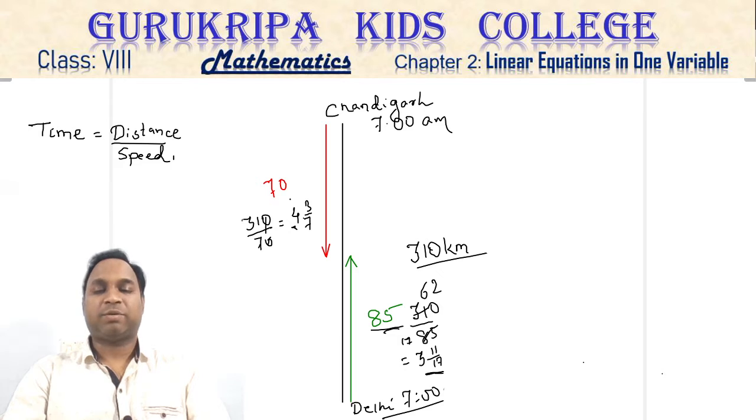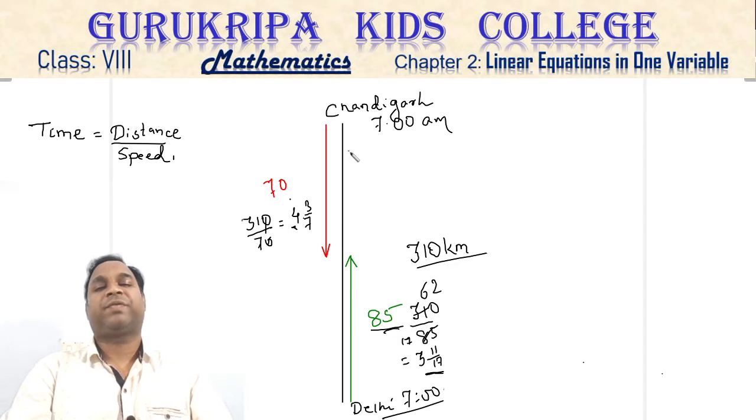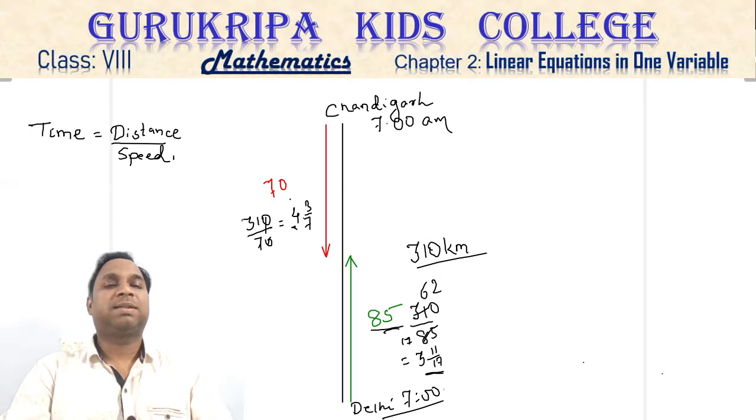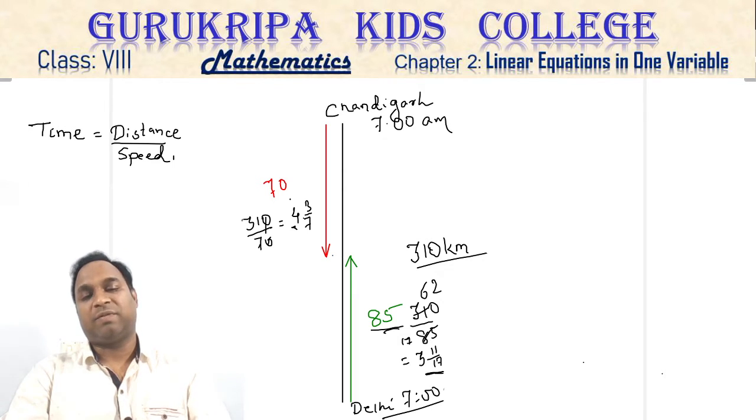Now, see, that's the question. One train is moving from Delhi towards Chandigarh, starts at 7 a.m. Speed is 85 km per hour. Another train starts from Chandigarh towards Delhi. Speed is 70 km per hour. Starts at the same time, 7 a.m. They meet somewhere in the middle. Let's say this is the place where they meet. I'll just mark this, say in this color. The trains meet over here at this point. Isn't it? The trains meet at this point.